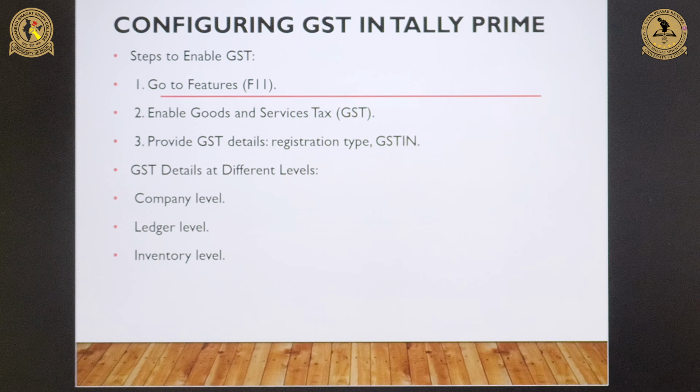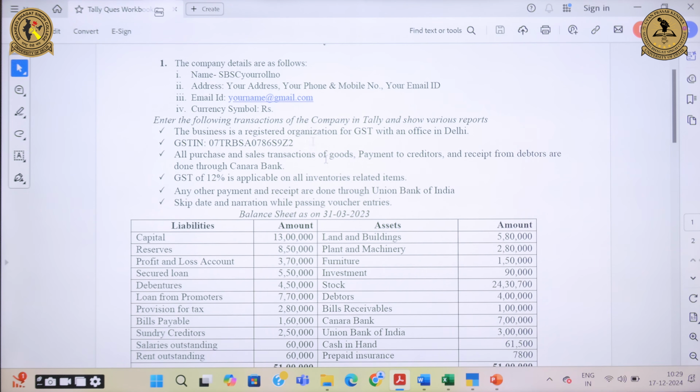So in today's video we will understand how we incorporate the GST with the help of a practice question. So this is the practice set question, where we have been given the company details, and we have also been told that the company is a registered organization for GST with an office in Delhi, and we have been given the GST number of the company also. So first of all we will create a company with a GST number.